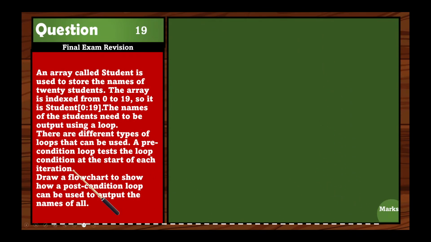The next example is the same question, but you need to draw a flowchart using the post condition. So what is the post condition loop? It's the repeat until loop. Okay, so in this one, we test the condition at the bottom. Okay, we simply flip the while loop flowchart.